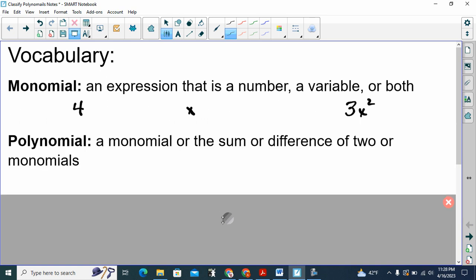A polynomial is either a monomial, these are polynomials, or the sum or difference of two or more monomials. So if I have a bunch of monomials, or just one, or a couple, and I add or subtract them, that is a polynomial. So like 3x to the 7th minus 2x squared plus 5 minus 13x to the 22nd power. That is a polynomial.